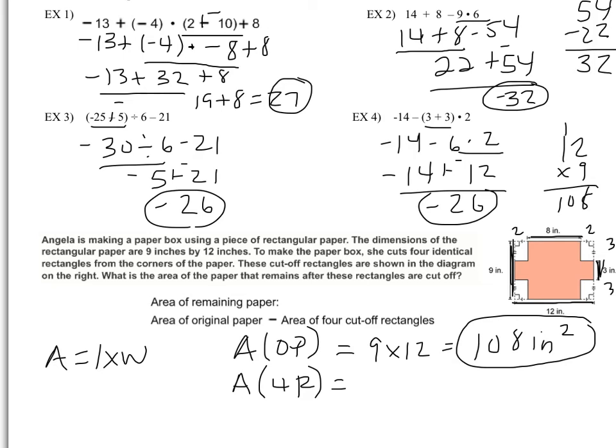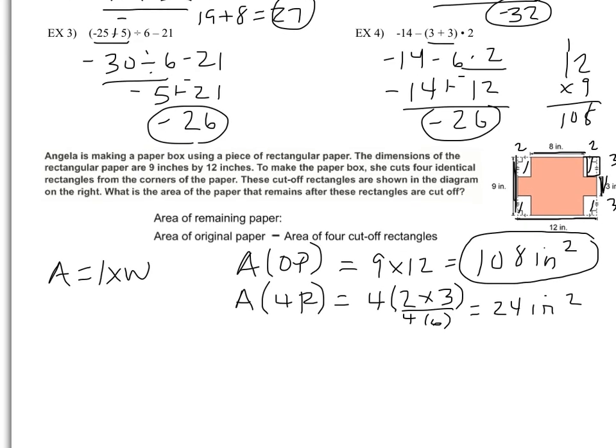Now, since we have 4 rectangles, we're going to take whatever our formula is and multiply it by 4 because we need to remove each one of these, and there are 4 of them. So the area is right here, 2 by 3. So 4 pieces that are 2 by 3. 2 times 3 is 6. 6 times 4 is 24 inches squared.